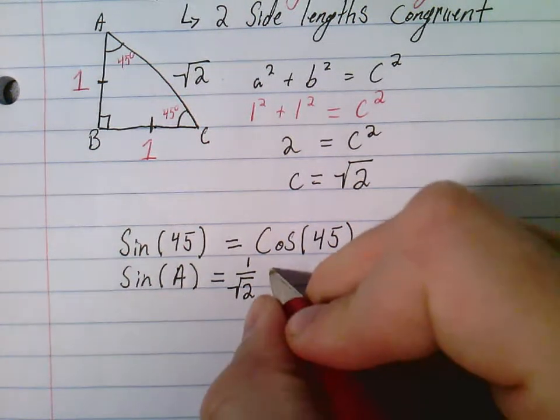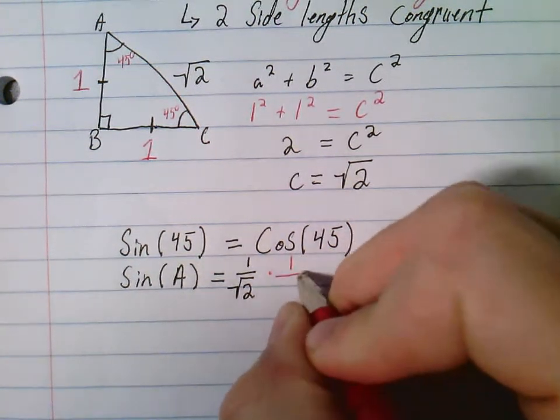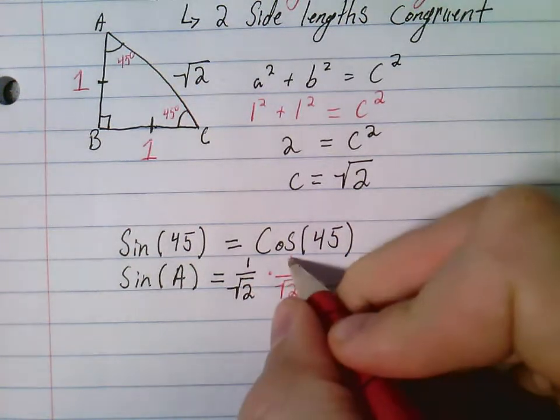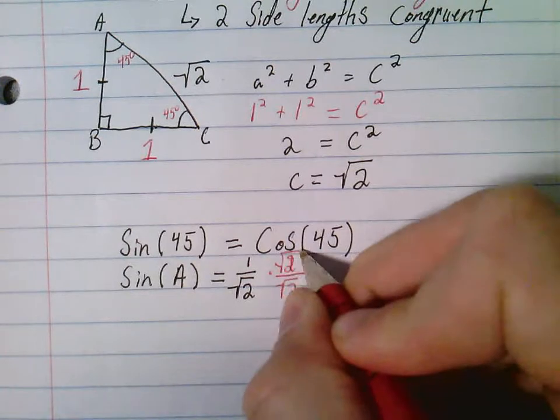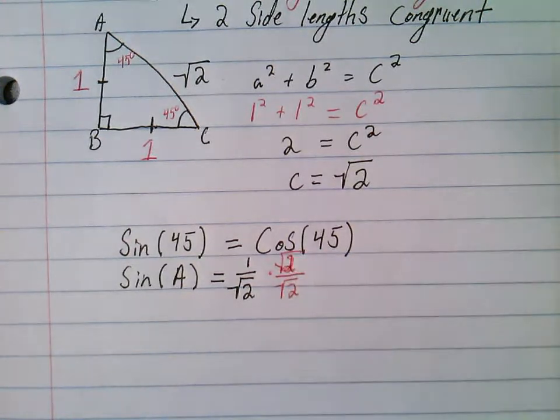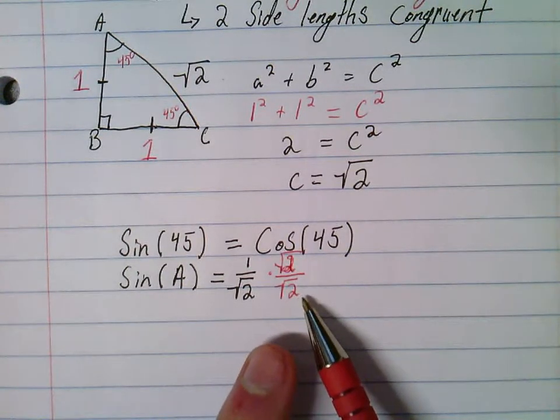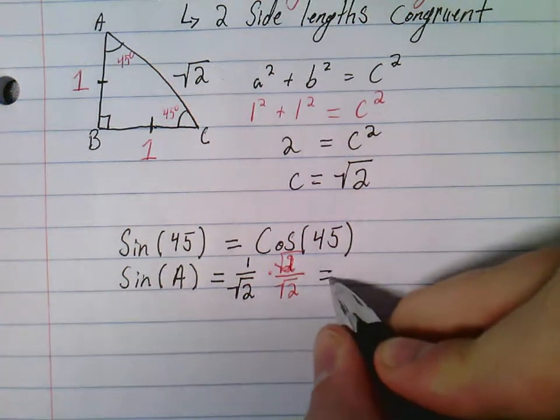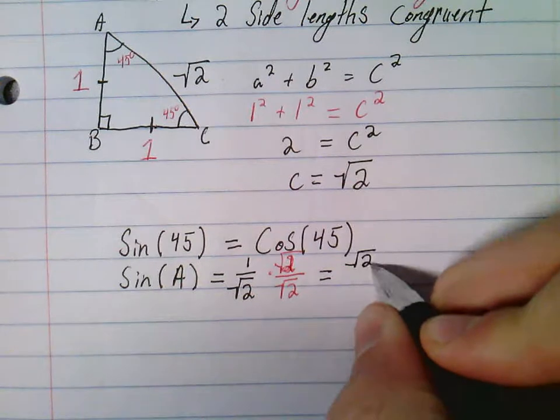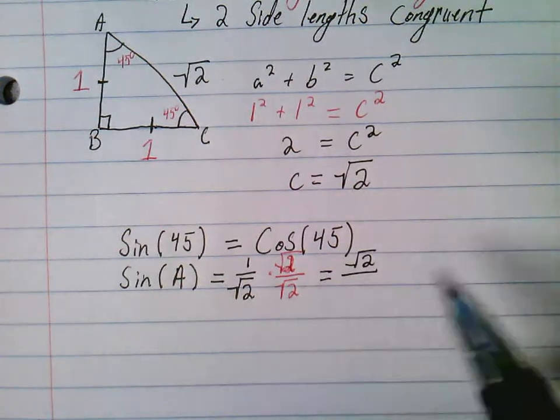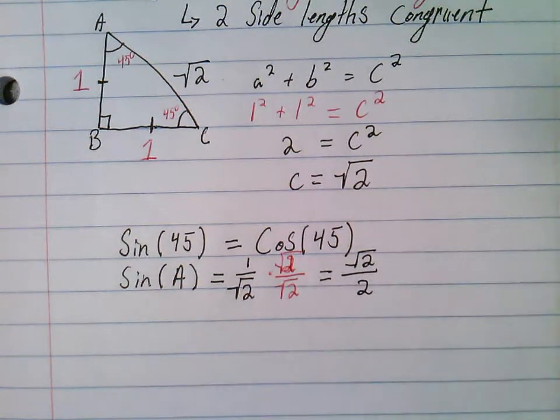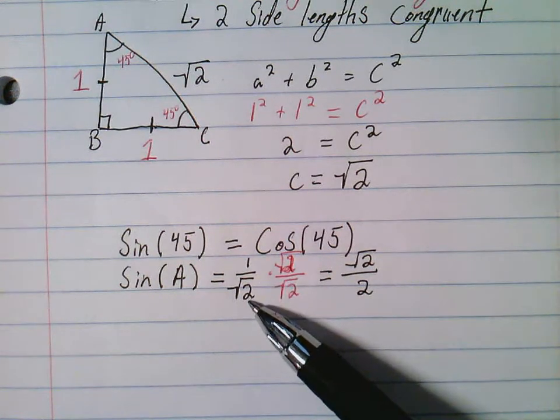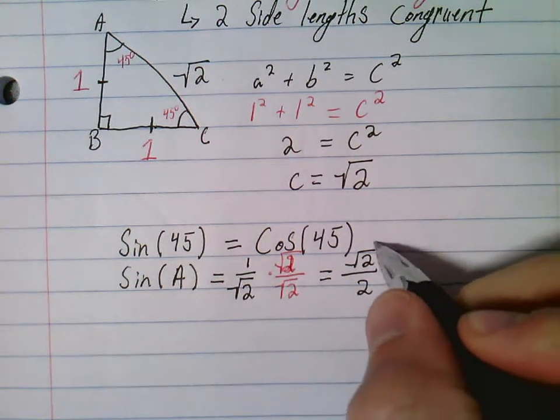So we have to multiply by root 2 over root 2, because this is just 1. It's just multiplying by 1. So if I multiply it by 1, I get the square root of 2 over the square root of 2 times the square root of 2, which is 2. So instead of writing it as 1 over the square root of 2, we write this as the square root of 2 over 2.